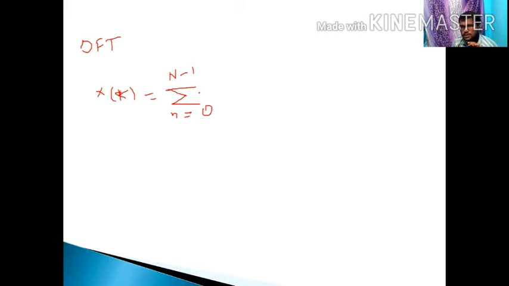So next, inside the summation you have to write x of n. So x of n is your discrete time signal, the given input signal. It is multiplied with the twiddle factor, that is e to the power of minus j 2 pi nk by capital N. So this is your input signal, this is your output signal. x of n represents the time domain representation and X of k is the frequency domain representation.